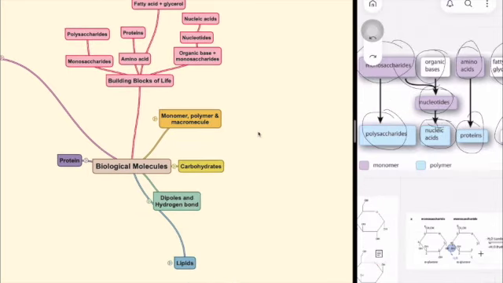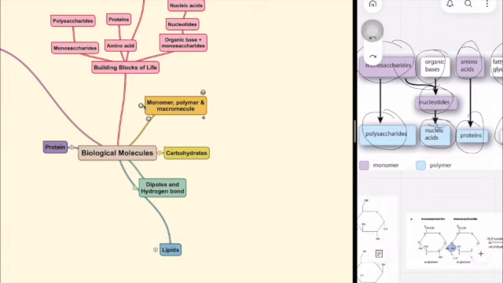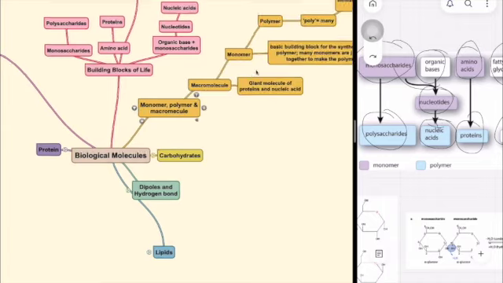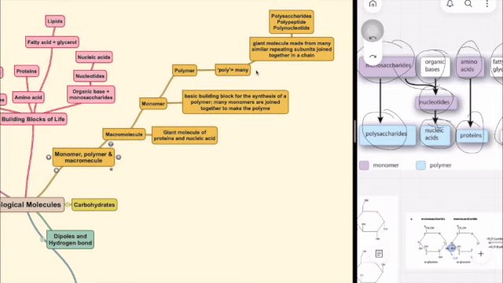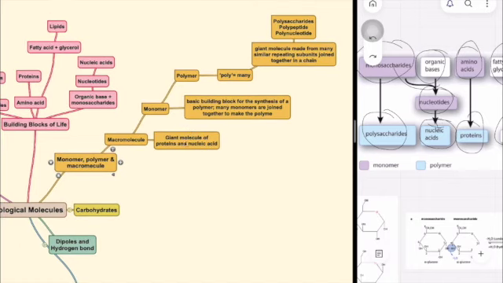Next we're going to be looking into monomers, polymers and macromolecules. This is basically how the process goes. It will first start with a macromolecule. A macromolecule is a giant molecule of proteins and nucleic acids, which each form together and become a monomer. A monomer is a basic building block for the synthesis of a polymer. So many of the monomers will join together to make a polymer.